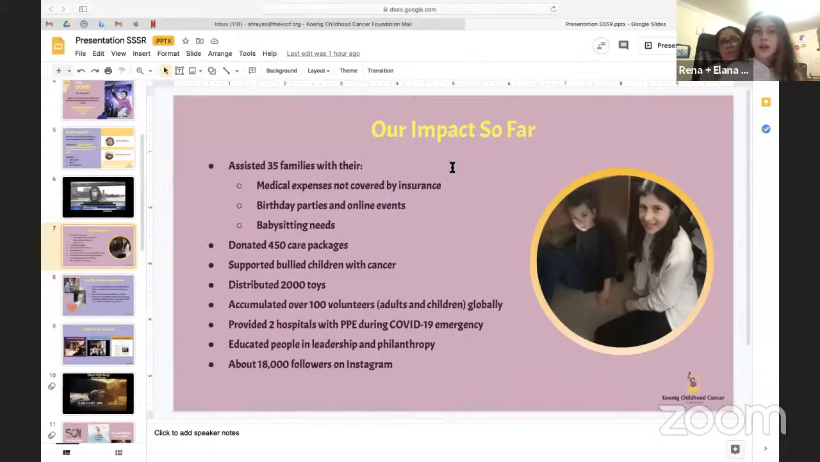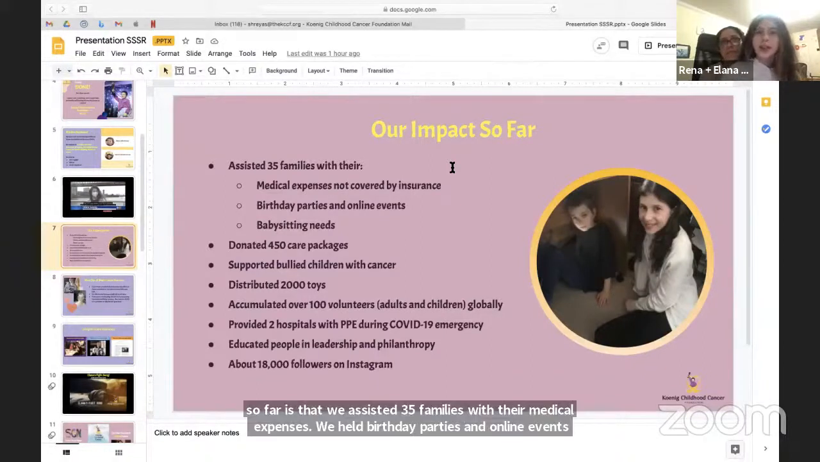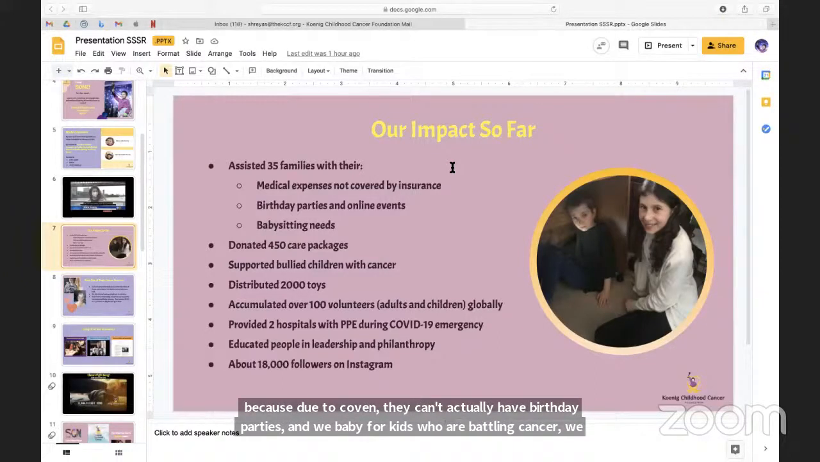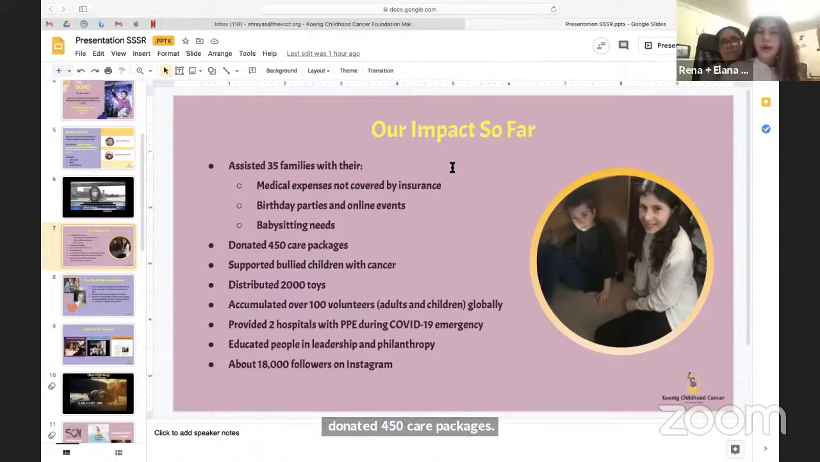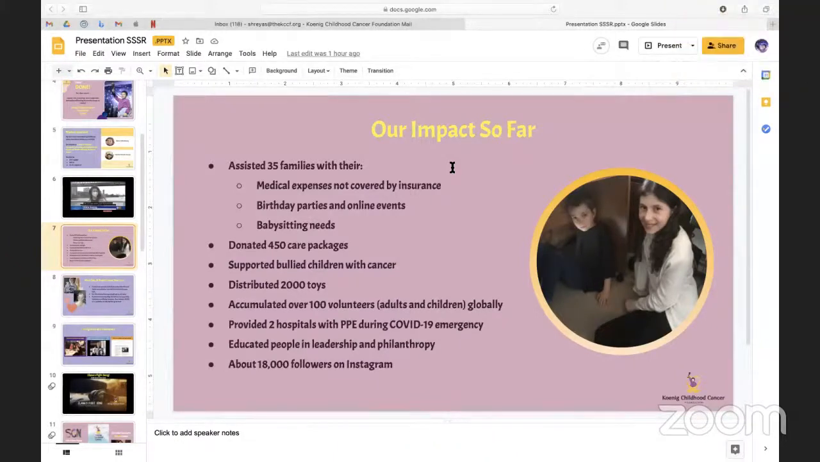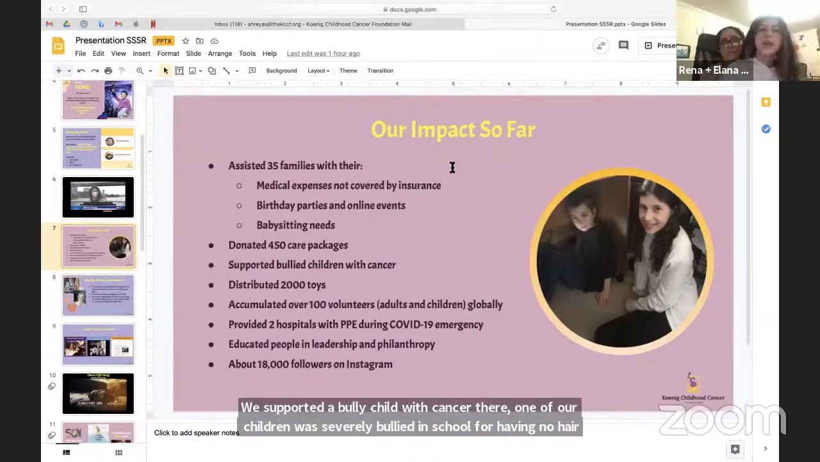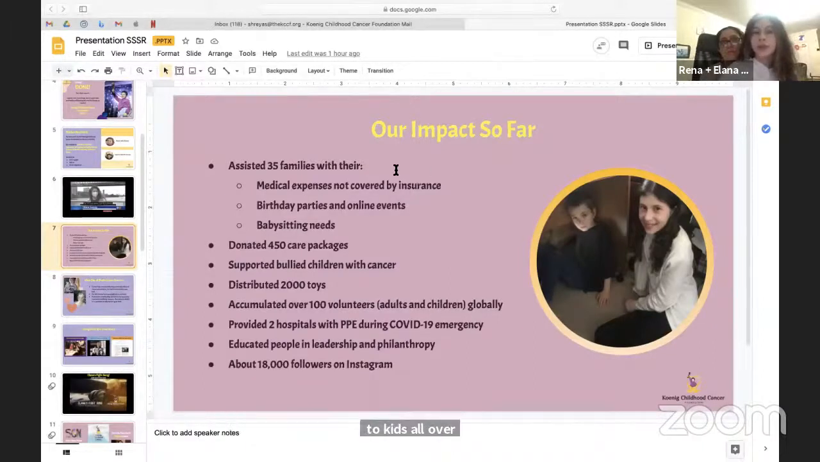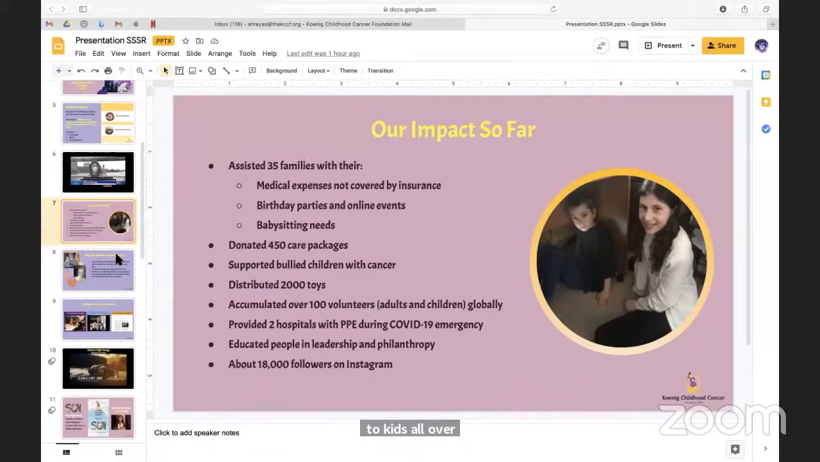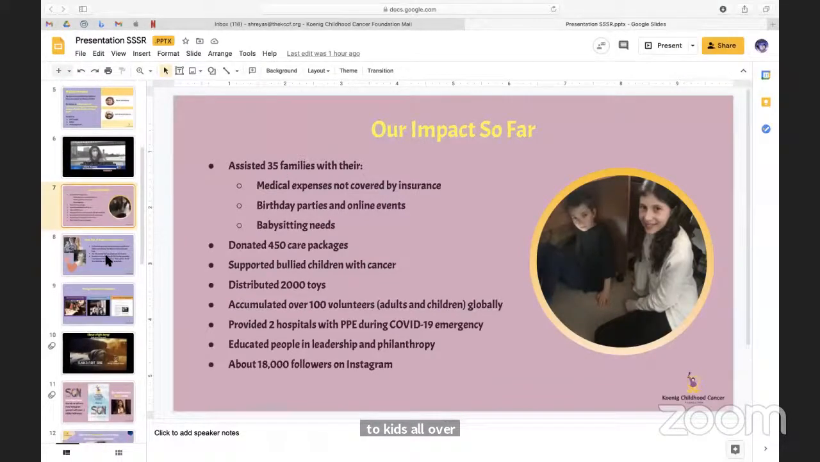One of our children was severely bullied in school for having no hair. So we did a fundraiser where each of our volunteers sent her letters to kind of up her mood. We distributed 2,000 toys to kids all over the world. We accumulated 100 volunteers, adults and children globally. We provided 2 hospitals with PPE during COVID-19. We educated people in leadership and philanthropy, and we have 18,000 followers on Instagram.